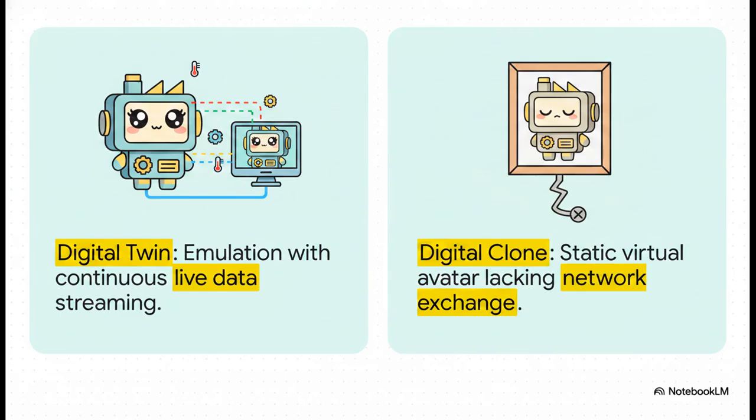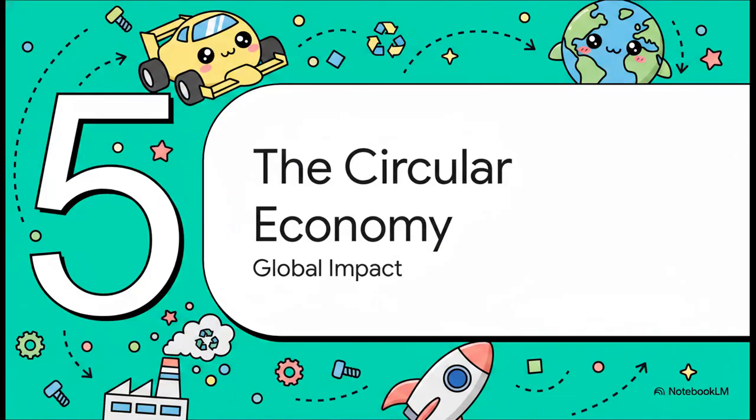As this technology has absolutely exploded recently, there's a massive misconception in the media that we need to decisively squash right now. You're going to hear people call basically any 3D model a digital twin. But look at the difference here. A true digital twin is a dynamic emulation with continuous live data streaming across a network. A digital clone or an avatar is just a static virtual rendering, completely lacking that live network exchange. So if your 3D model doesn't have a live data stream exchanging real-world information, stuff like temperature, stress, or vibration, it's just a digital avatar, not a true twin.